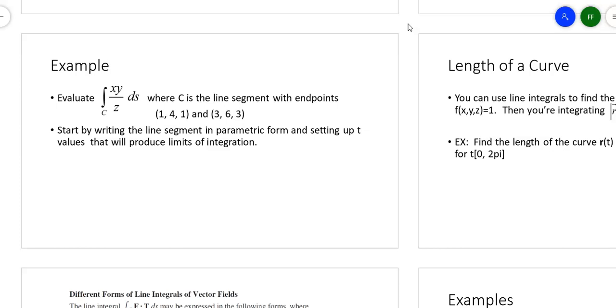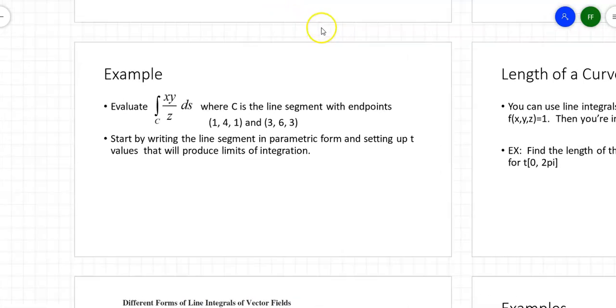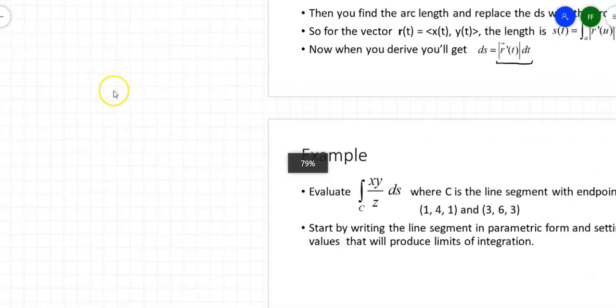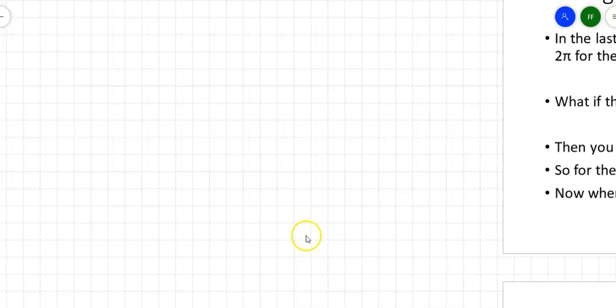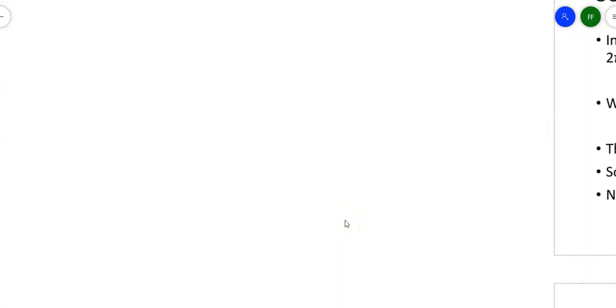What do I need first? Well, the first thing I need is the equation for that line segment in parametric form. All right, so if my endpoints are (1, 4, 1) and (3, 6, 3), it starts at (1, 4, 1) and it goes to (3, 6, 3).